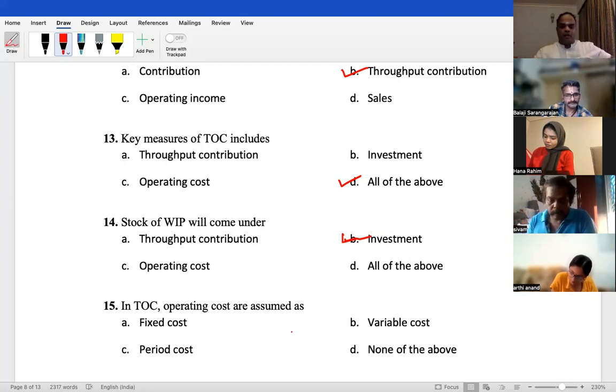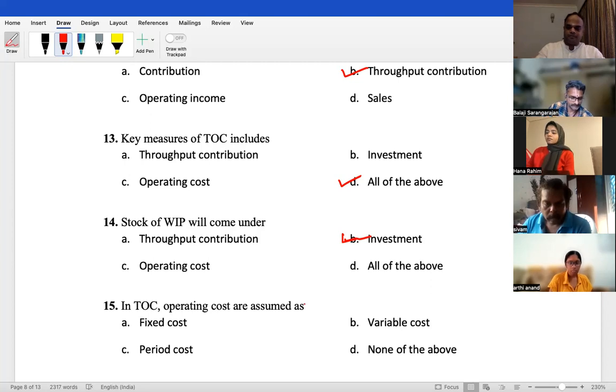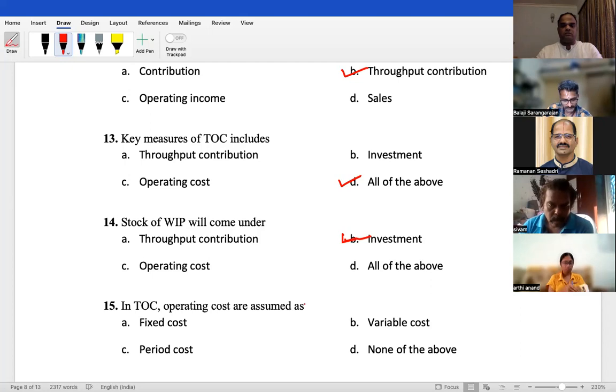In TOC, operating costs are assumed as fixed cost, variable cost, period cost, none of the above. Fixed cost. Operating costs are considered as fixed cost. That's the reason sales minus raw material cost is a variable cost, material cost alone.